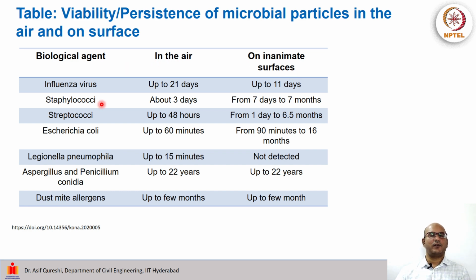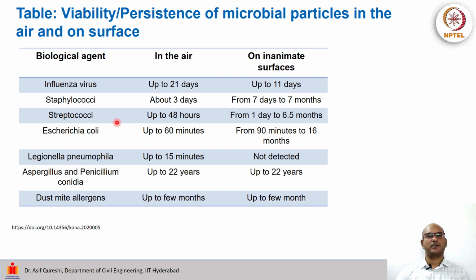If we look at staphylococci, it is the opposite direction. In influenza virus, we have potentially more persistence in air and a bit lower on the surface. When we look at staphylococci, the trend is the opposite. In the air, they may be viable or persistent up to about 3 days. But when they are on a surface, they may be viable or persistent from 7 days to up to 7 months. So this is a very long duration.